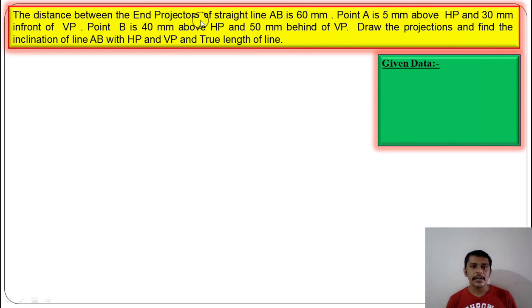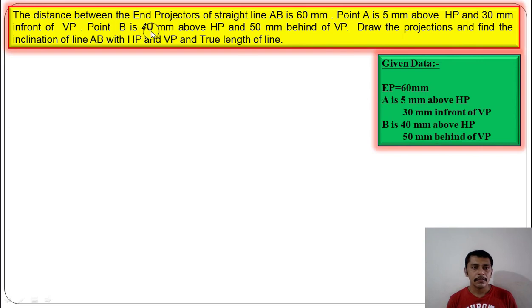The distance between the end projectors of straight line AB is 60 mm. So end projectors, that is EP, is 60 mm. Point A is 5 mm above HP, 30 mm in front of VP. Above HP, in front of VP, that means point A is in the first quadrant. Point B is 40 mm above HP, 50 mm behind VP. Above HP, behind VP. That means we can say that point B is in the second quadrant.